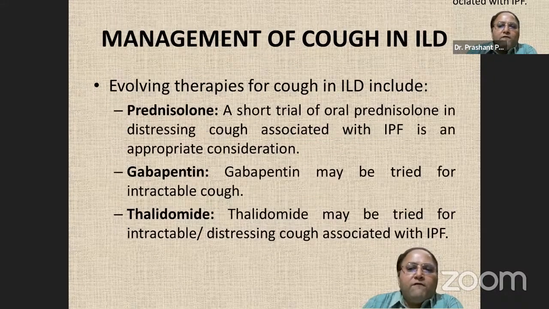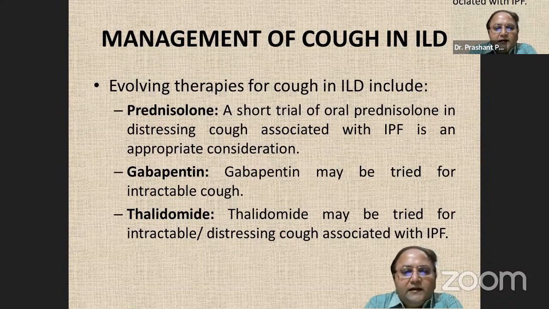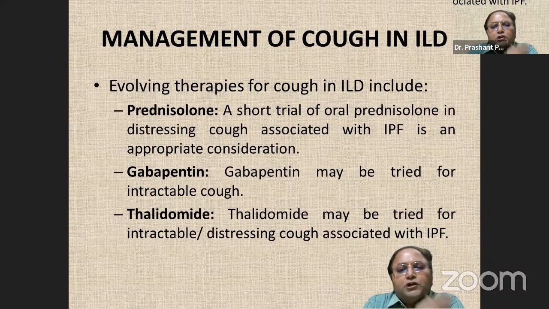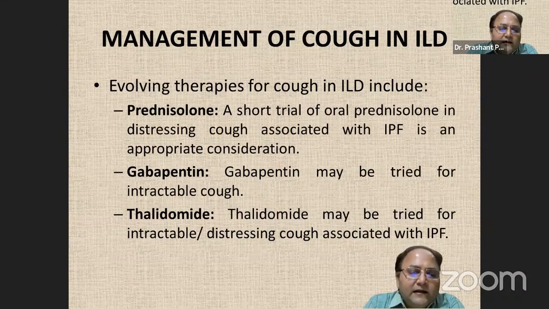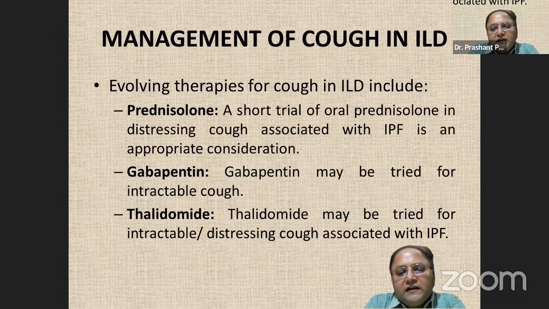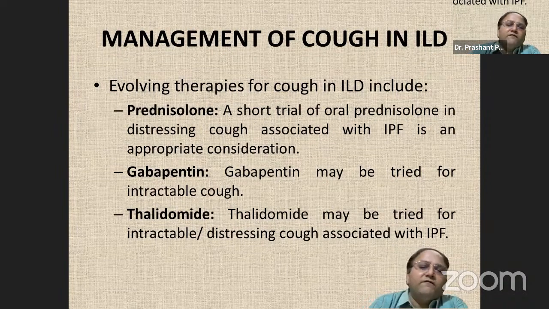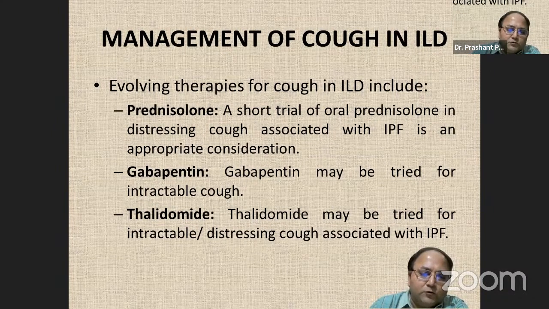What is the management of cough in ILD? There are many evolving therapies for cough in ILD, which include prednisolone. A short trial of oral prednisolone in distressing cough associated with idiopathic pulmonary fibrosis has been an appropriate consideration. Gabapentin has been used for intractable cough, and lately thalidomide is also being studied for use in the intractable or distressing cough associated with idiopathic pulmonary fibrosis.